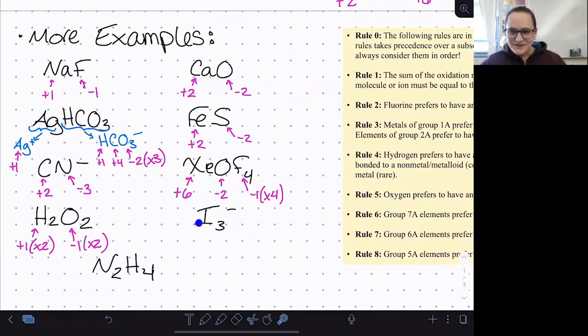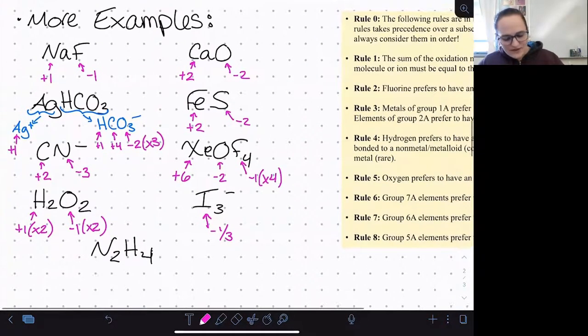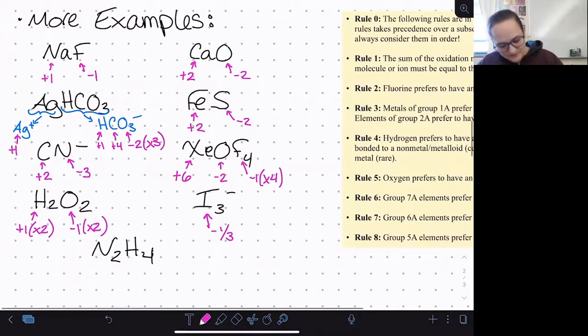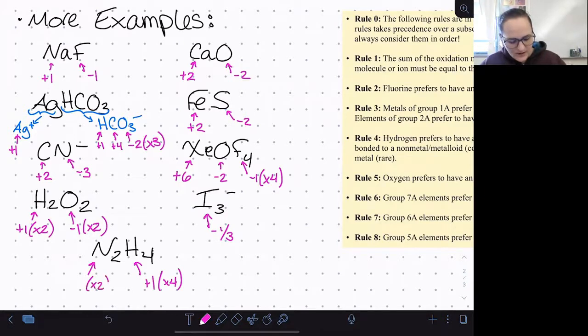So the next one here is a little bit tricky, sort of. If we have 3 atoms and their oxidation numbers have to add up to -1, they all have to be the same, each one has to be -1/3. Yes, you can have fractions. And then last but not least, we have hydrogen and nitrogen. Hydrogen is rule 4, nitrogen is covered under rule 8, so hydrogen wins. So we have 4 hydrogen atoms, each with a +1 oxidation number. We have 2 nitrogen atoms, so each of them must have a -2 oxidation number in order to add up to 0.